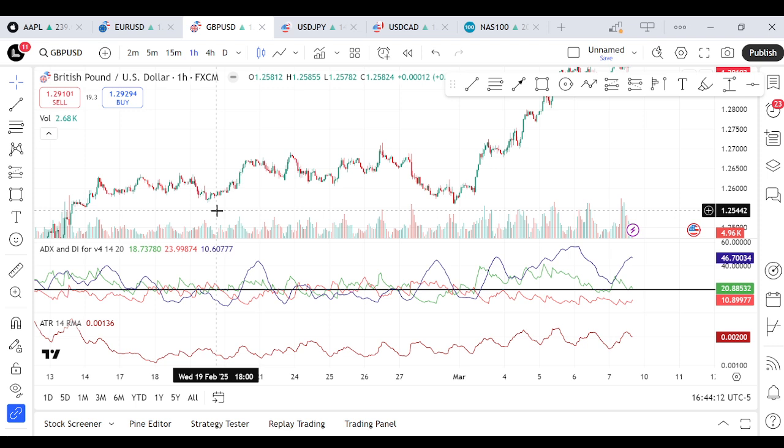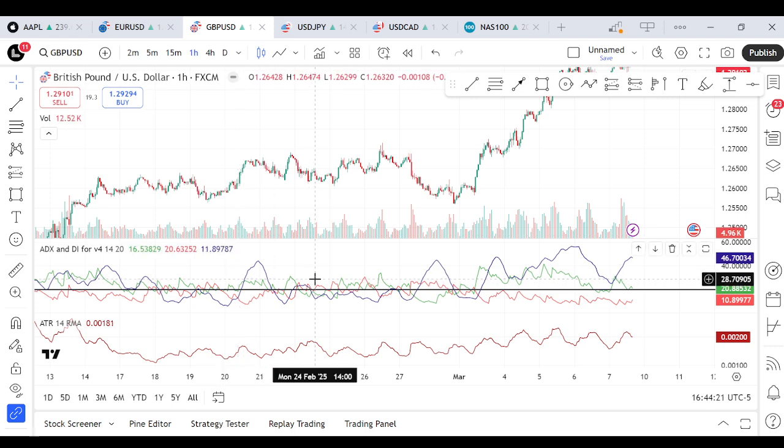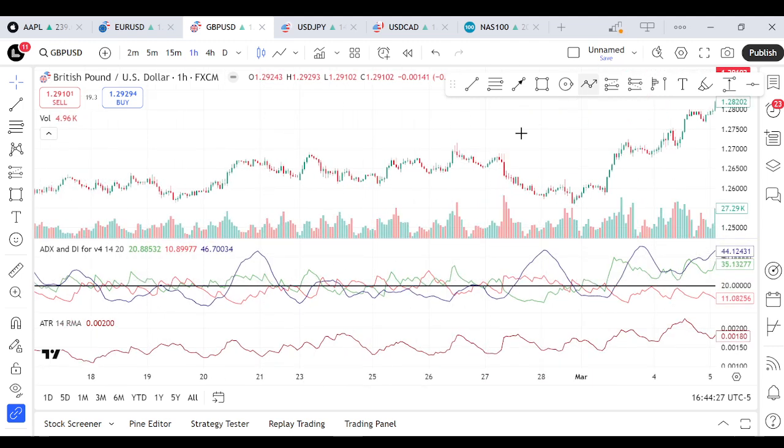So once the indicators are set up, look at the ADX value. If it is above 25, it signals a strong trend, just like I have explained. Next, check the positive DI, which is this green line. The green line here is the positive DI, while the red line is the negative DI. If the positive DI is above the negative DI, it indicates a bullish trend, and if the negative DI is above the positive DI, it suggests a bearish trend. This step confirms the direction of the trend.